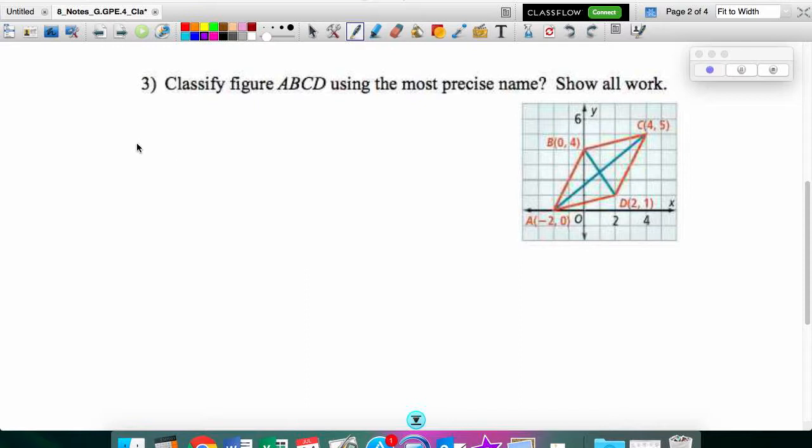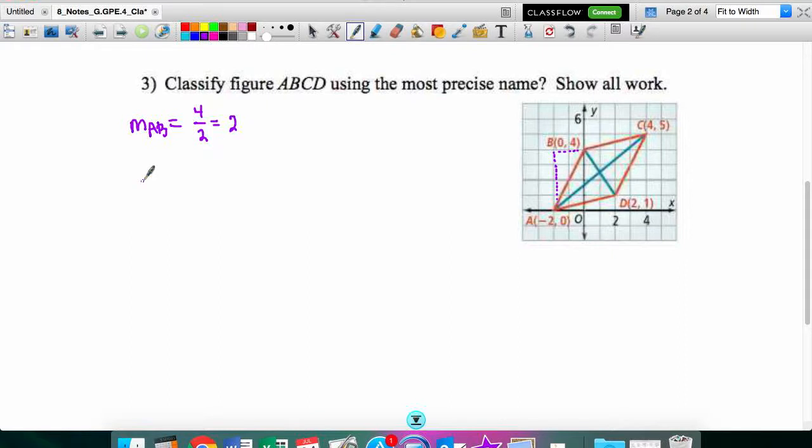So, let's take a look at this figure. Let's classify each side by finding the slopes of each side, beginning with AB. You could use your slope formula, y2 minus y1, all over x2 minus x1. Or you could use rise over run. Rise over run only works if you have a graph, which in this case we do. So I'm going to go ahead and use the graph. It looks like for AB, we rise 4 and run 2. So that will be our slope, 4 over 2. This reduces to 2.